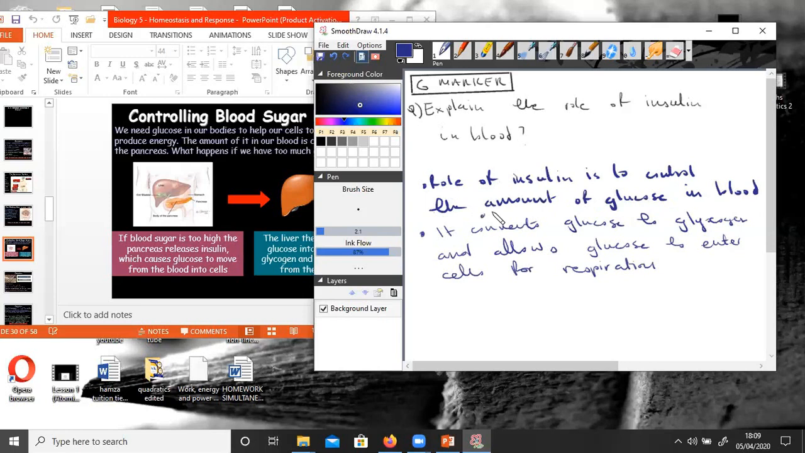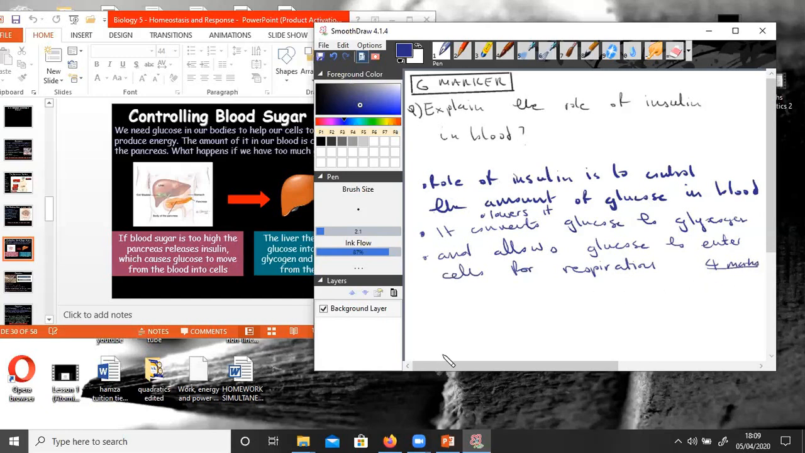So we can say here, lowers it. How does it lower it? It converts glucose to glycogen and allows glucose to enter the cells for respiration. Two things can happen. So there's about 3 points there with good English. So we've got about 4 marks. How can we have some more marks?